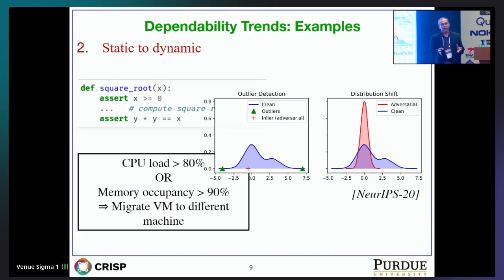So this is another emerging trend that has really become quite widespread in the way we develop dependable systems. No more static rule-based systems, but dynamic systems where the rules are learned based on the data, and these rules may change based on the context.